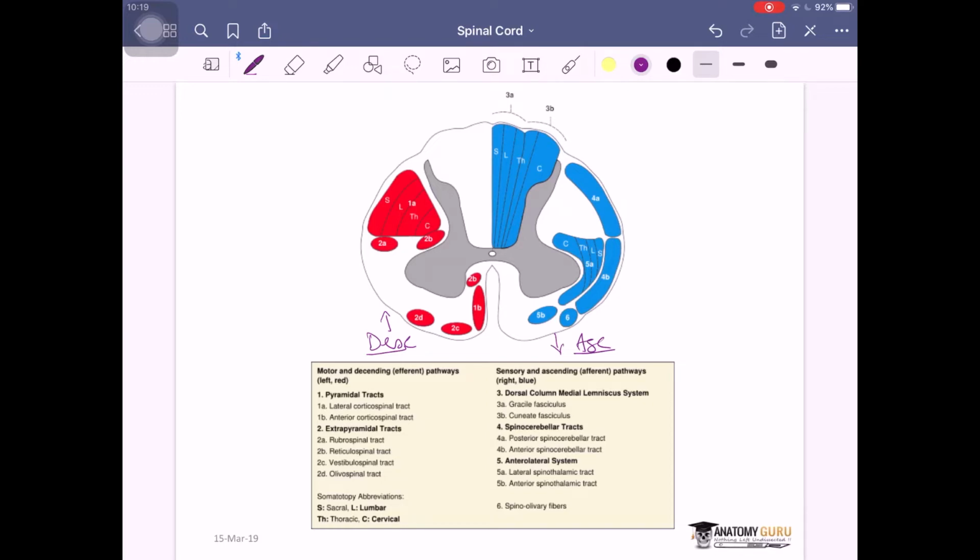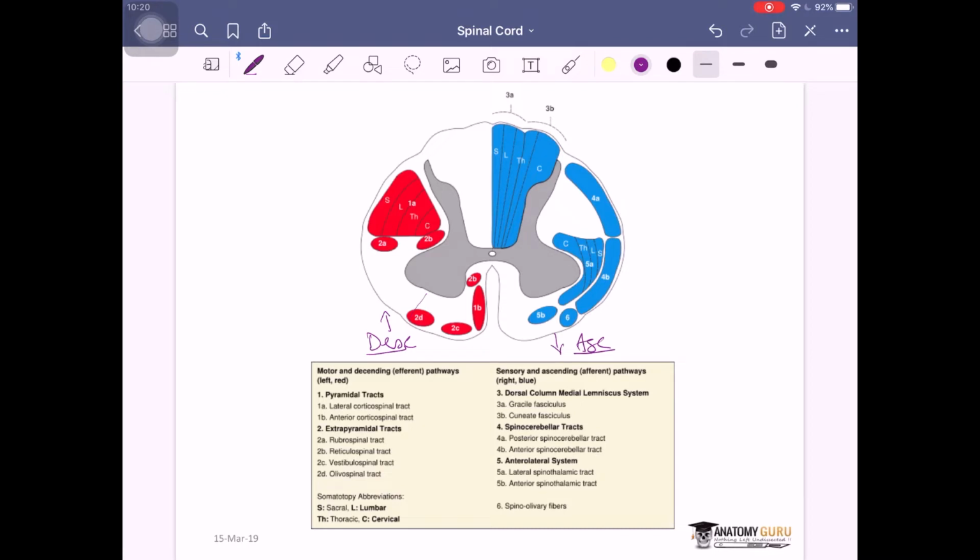It is only for convenience, to make the figure a little simpler, that we draw one side ascending and the other side descending, but both are present on both sides. Now look at the tracts column-wise. Here you can see this part, which we call the anterior. So what do we have in the anterior?